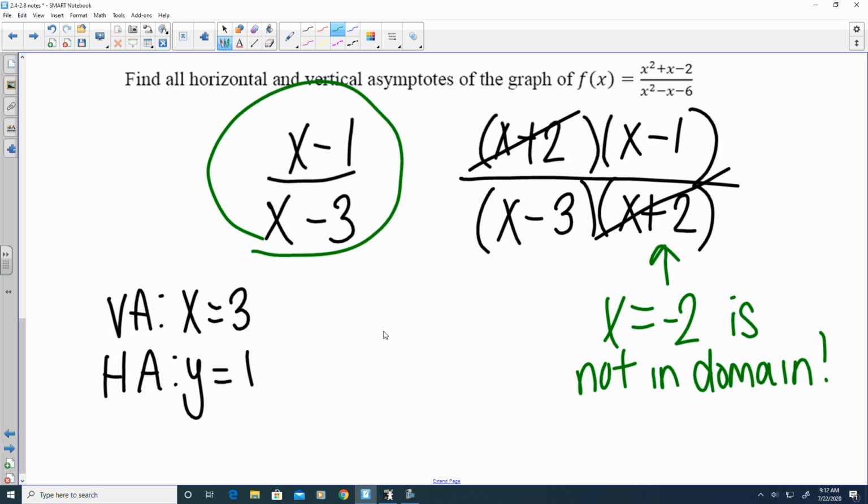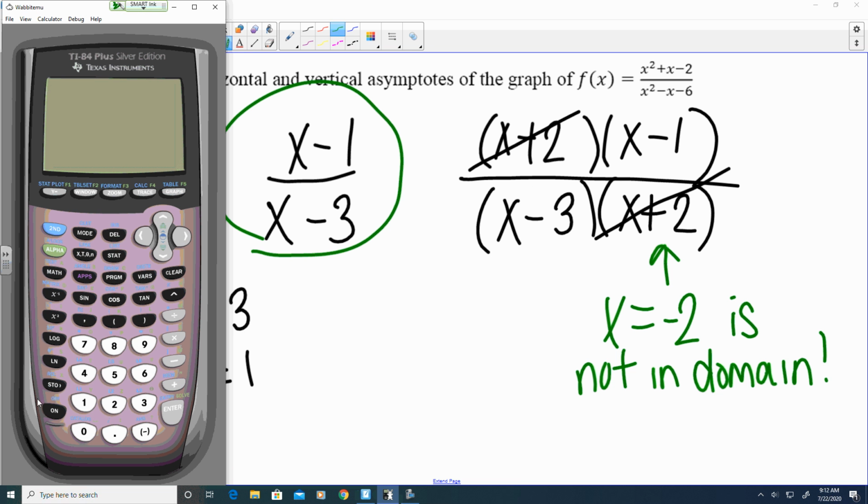Let's get our graphing calculator out just to see what that means to not be in the domain. So we're going to graph the original, x squared plus x minus 2 divided by x squared minus x minus 6. I can certainly see that vertical asymptote at 3. That's pretty clear. And I see the horizontal asymptote at 1. So I see both of those, the answers that we have written down. But what about that negative 2? It doesn't seem like anything is going on there.